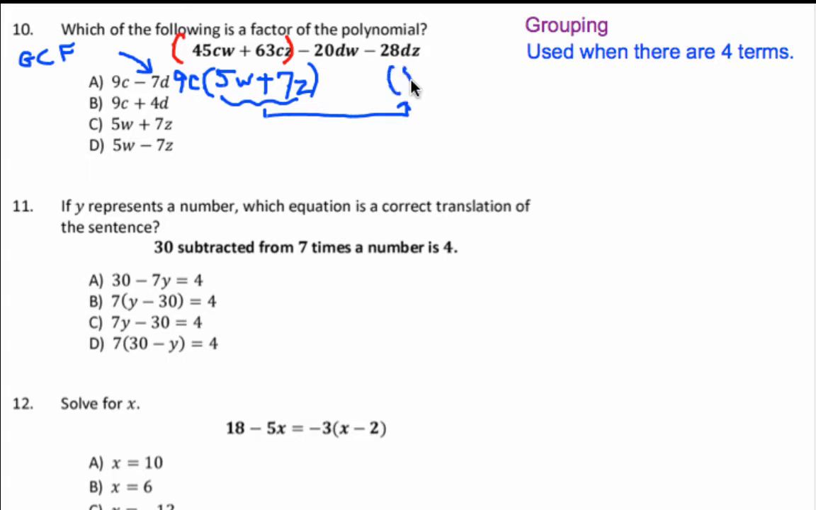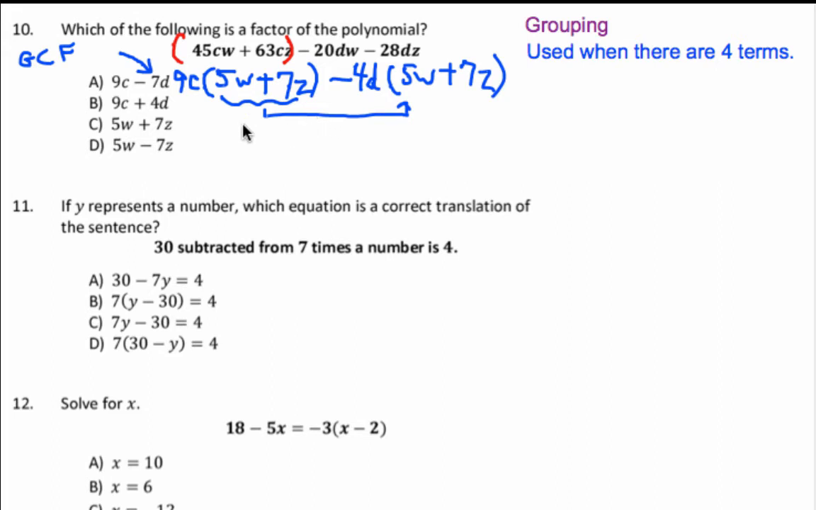and determine what has to go right in this area here, so I'll get negative 20dW. So we'll put minus 4, that will be negative 20W, we need negative 20dW, so we'll add a D. And now let's check that the other term, when distributed over, will give us the negative 28dZ. And we see we do get that, negative 28dZ.